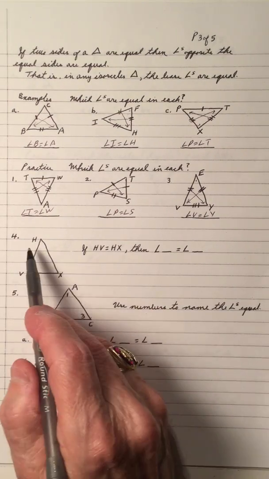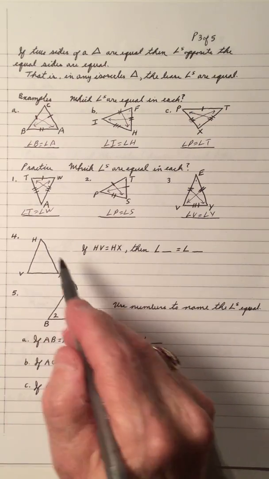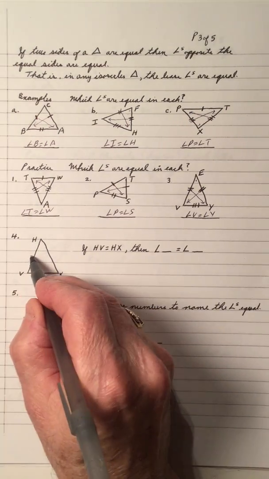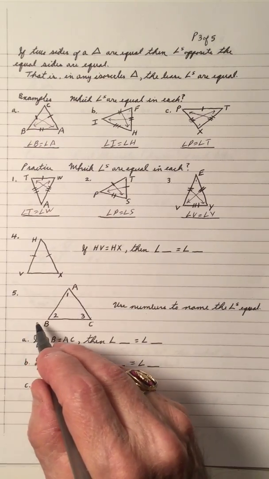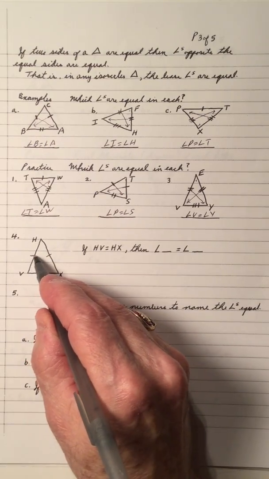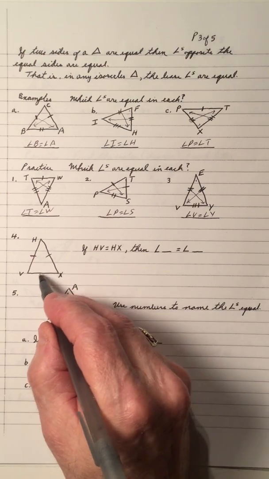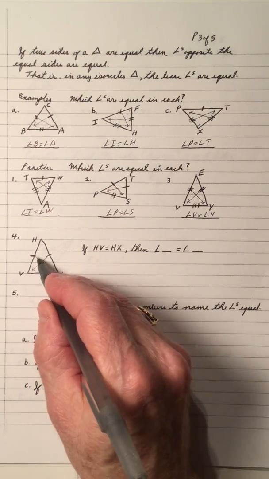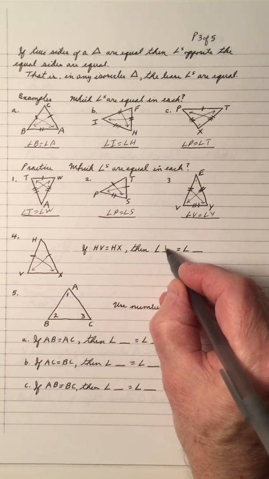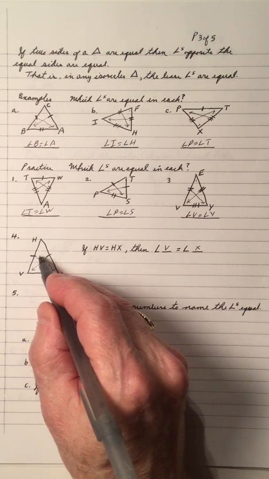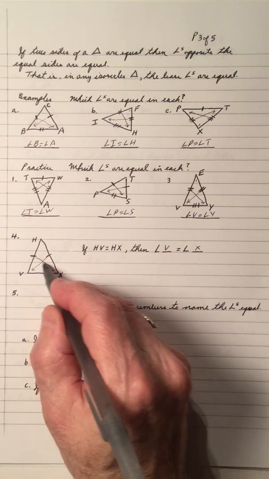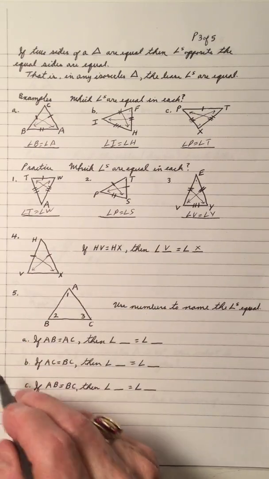Think about it. Number 4, if HV, let's mark that, HV right there, equals HX right there, then these two sides are equal. That means that the angles opposite those two sides are equal. So that means angle V equals angle X. These two sides are equal. Therefore, the angles opposite those two sides are equal.